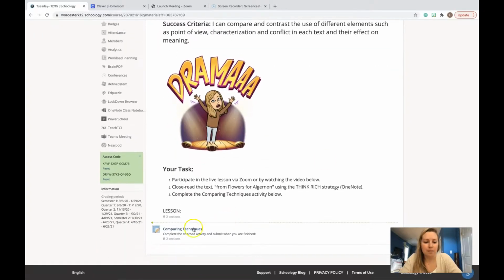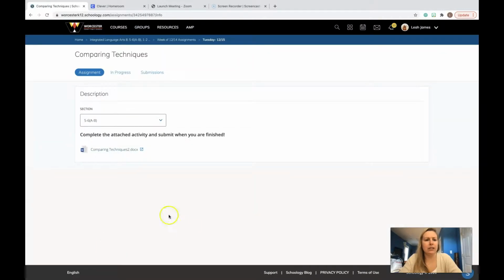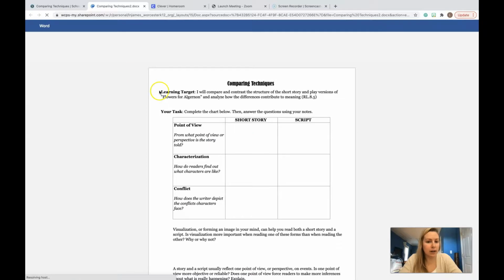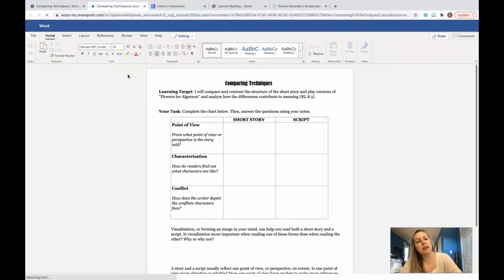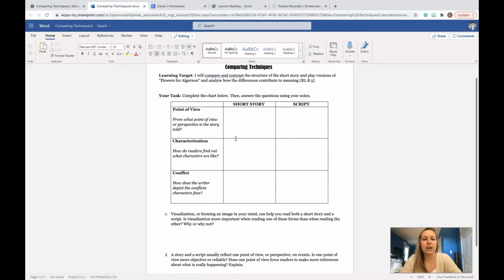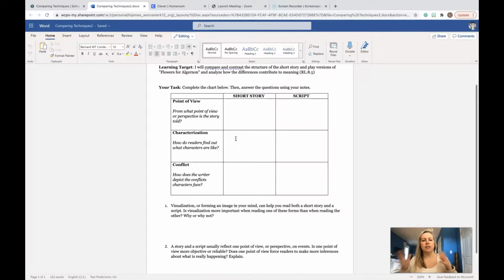So there's a document here that says comparing techniques. And what I'd like for you to do is open it up. Remember, you have a My Document option. And then under My Document, it says Edit. So you're going to go ahead and click into there. So again, we're comparing and contrasting the structure of that short story and then again the play version of Flowers for Algernon. And I'll show you where the play is in a moment.